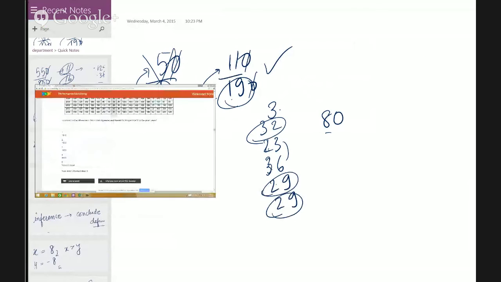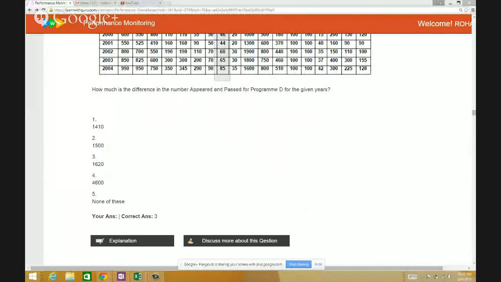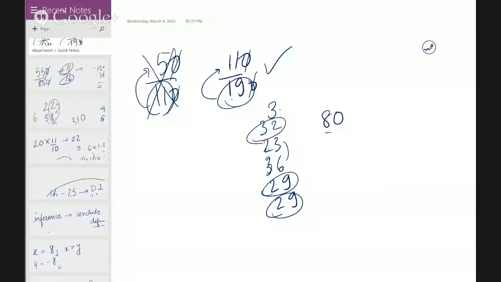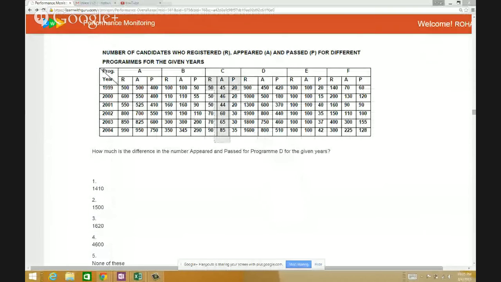And that's how we're supposed to solve subtraction questions. Basically all we'll do is just 30, and this is 320, and this is 23, and this is 36, and this is 21, sorry, 29, and then this is 29 again. So that's how you add everything up and then get the answer. Straightforward.